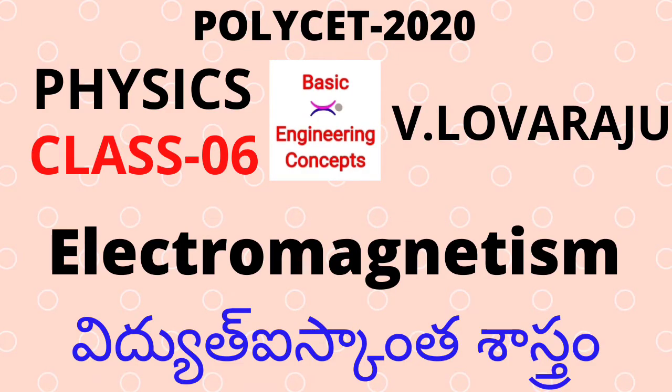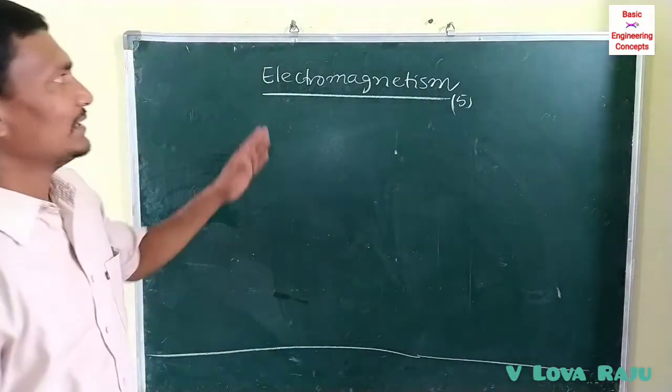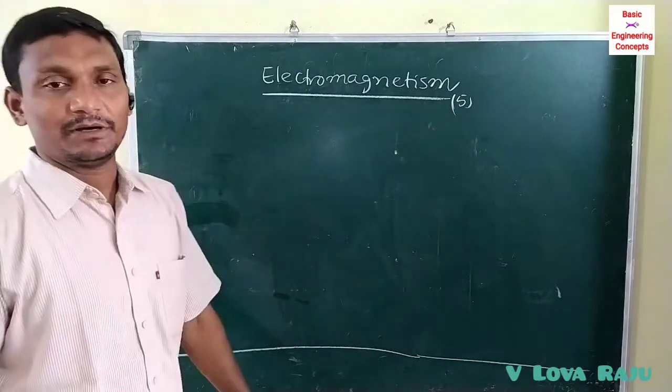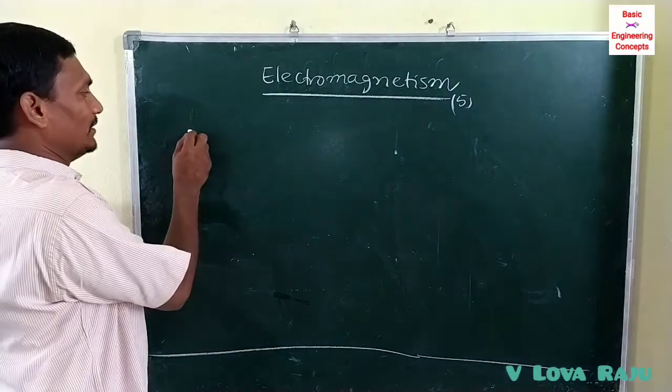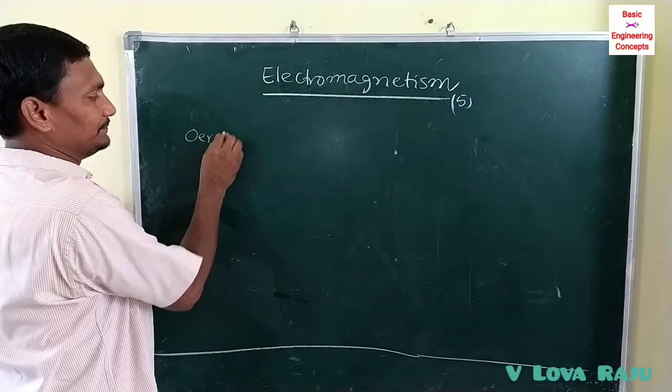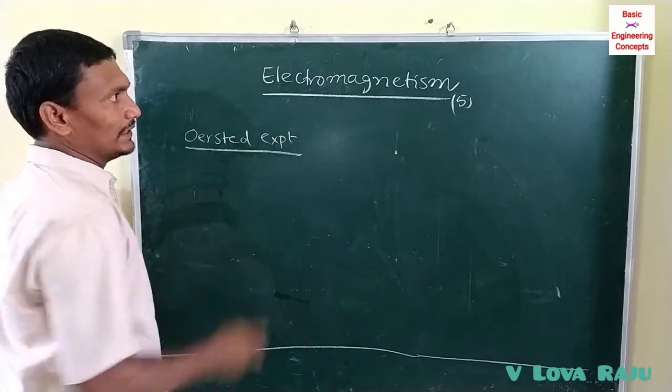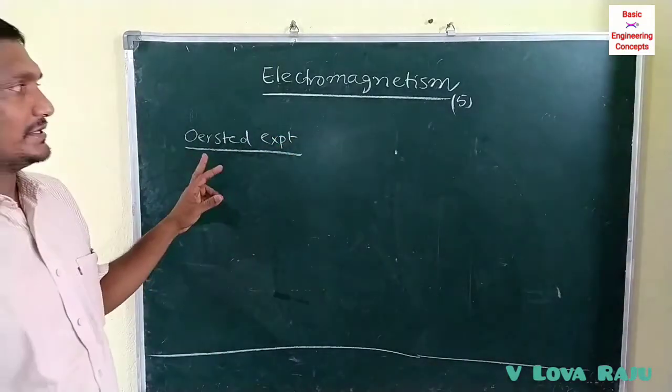Okay. Now we discuss electromagnetism. The weightage of this lesson is 5 marks. So first of all, Oersted's experiment. Electromagnetism was introduced by Oersted.